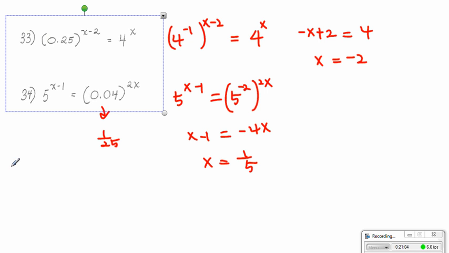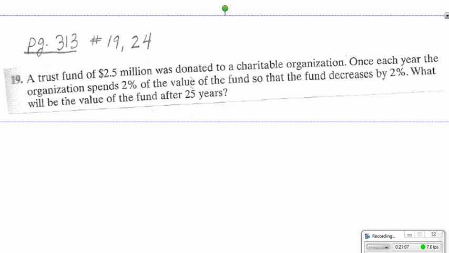Alright, let's move on to the next. Here we have a trust fund, $2.5 million was donated, and once each year, the organization spends 2% of the value of the funds, so the fund decreases by 2%. What will be the value of the fund after 25 years?